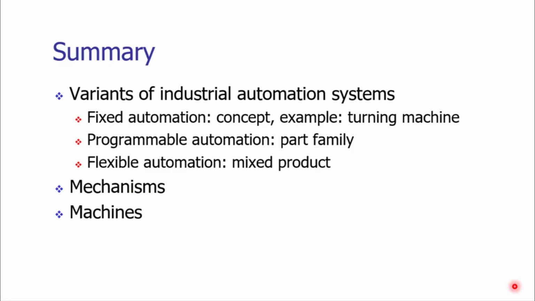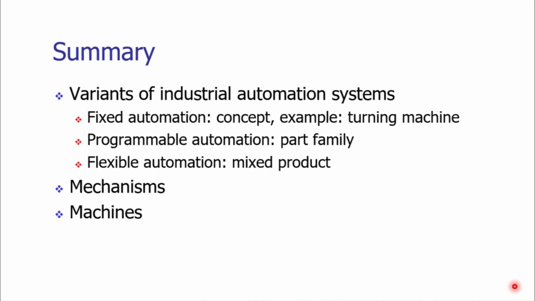Well, my friends, let me summarize lecture 1 of week 7. In this lecture, we studied various industrial automation systems. These are based upon the various requirements of the industry. Basically, three types of automation systems we studied. These were the fixed automation. We studied the concept, and we have seen an example, that is the turning machine.